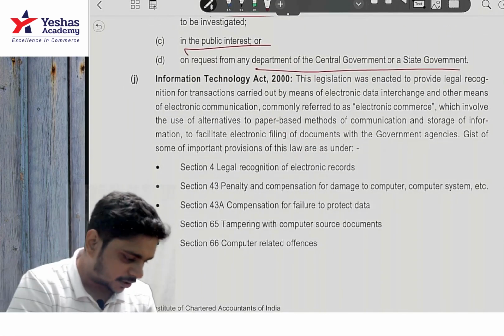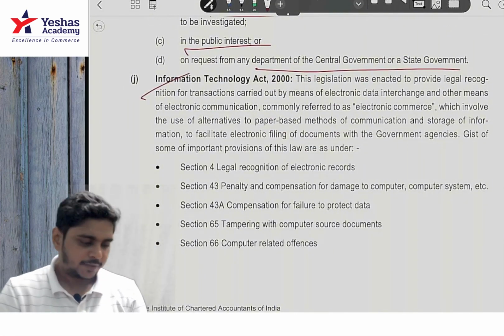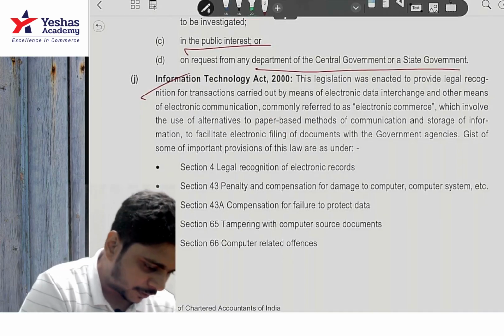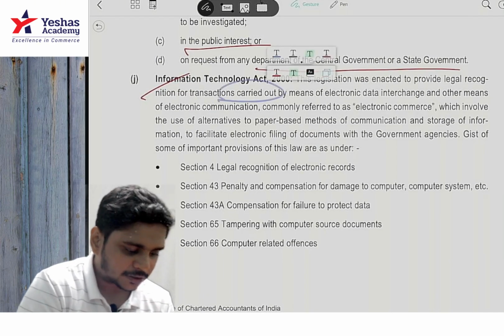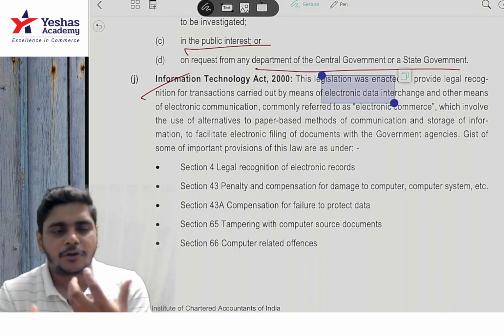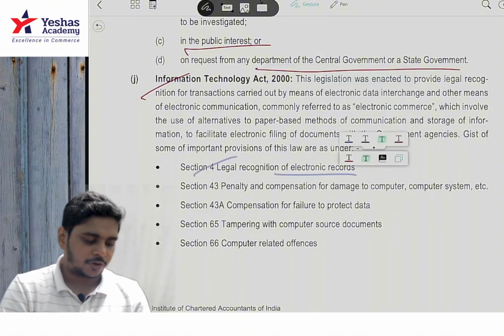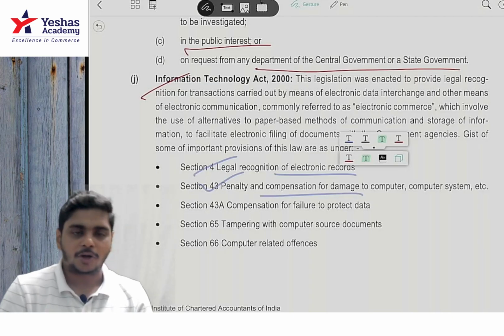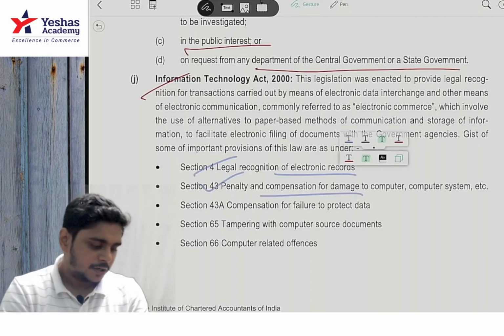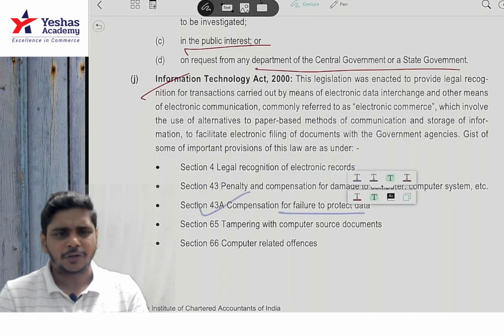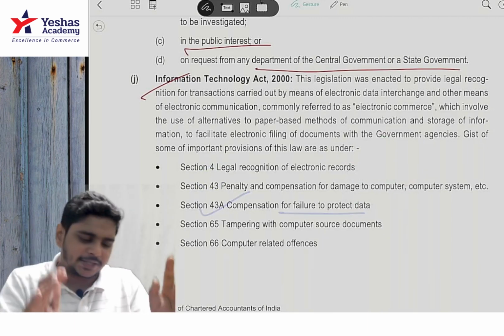Then the Information Technology Act's relevance is also there. This legislation was enacted to provide legal recognition to transactions carried out by means of electronic data. Like if online you are doing some fraud, the IT Act is also important. Section 4 talks about electronic records. Section 43 talks about penalty and compensation for damages to the computer. 43A for failure to protect data. You don't have to remember section numbers, okay? Just remember the Act name.